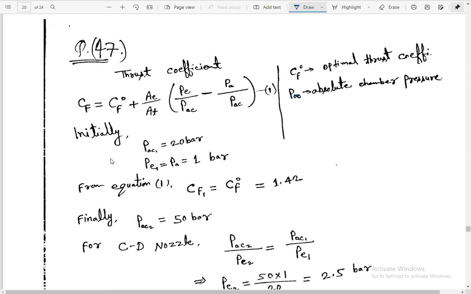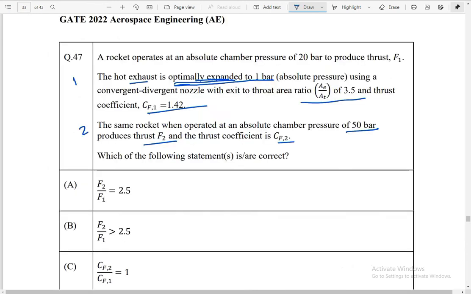So put the values here: PE by PAC, that is 1 by 20, minus PA by PAC. PE equal to PA, that is 1, and PAC is 20, so this part will be 0 for optimally expanded. Only we will have CF equal to CF naught, which is 1.42, given in the question.